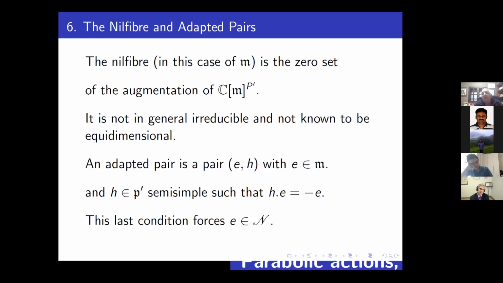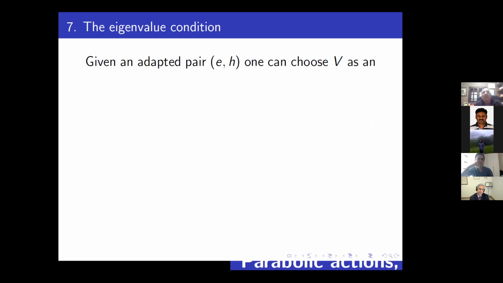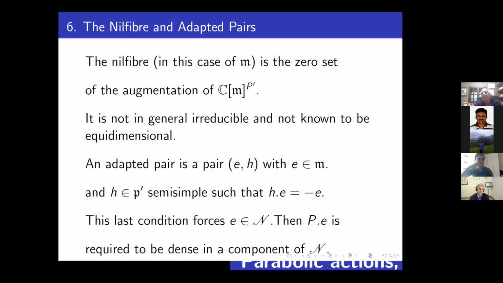This last condition forces E to be in the nilfibre. And then you require an additional condition, namely that P dot E is dense in a component of N. In fact, sometimes you just require this for P prime, but here I require it for the whole of P.